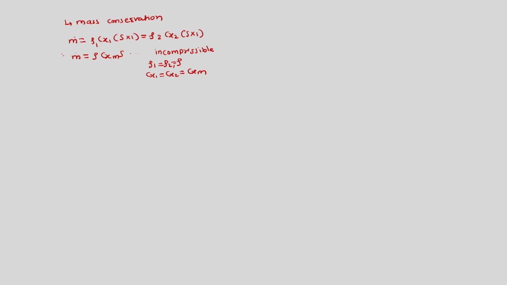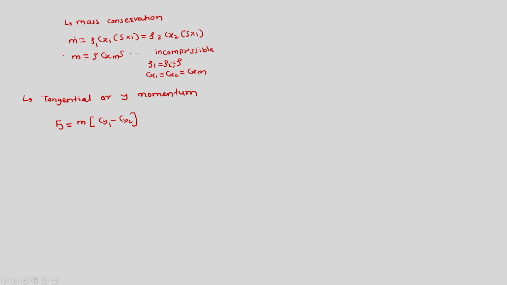Now let us apply tangential or y momentum equation. If we apply, we can get Fy is equal to m dot into Cy1 minus Cy2. Here it should be remembered that both y components are in the same direction, which in the case of turbine were in opposing directions. So we had Cy1 plus Cy2.